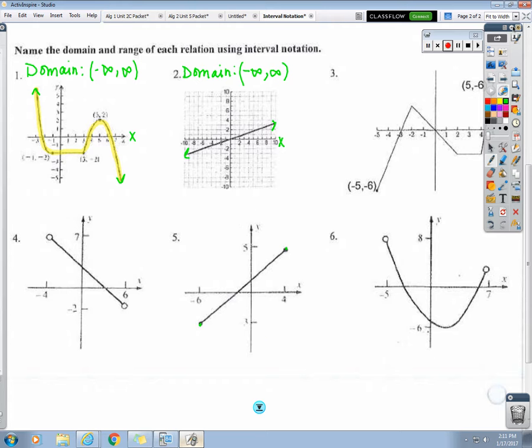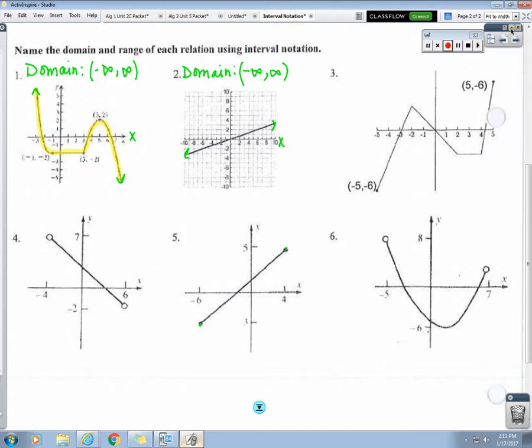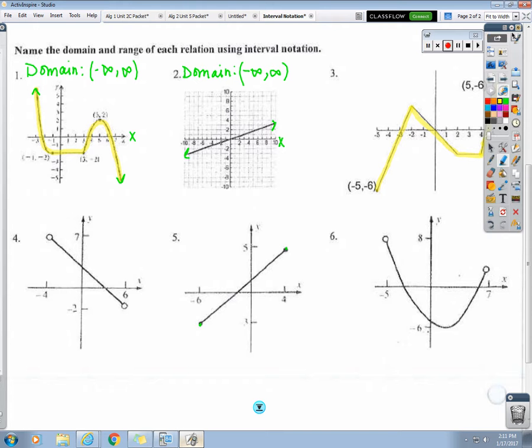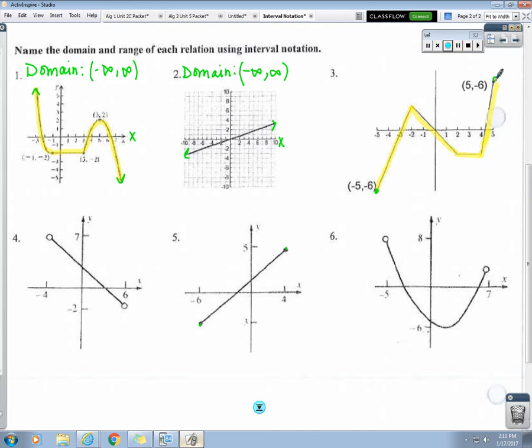Okay, now let's look at this next one. Okay, first I'm going to highlight the function. Okay, and then notice that you have endpoints. One endpoint is at -5, -6, and the other endpoint is at 5, 6. That's a typo. That should be a positive sign.